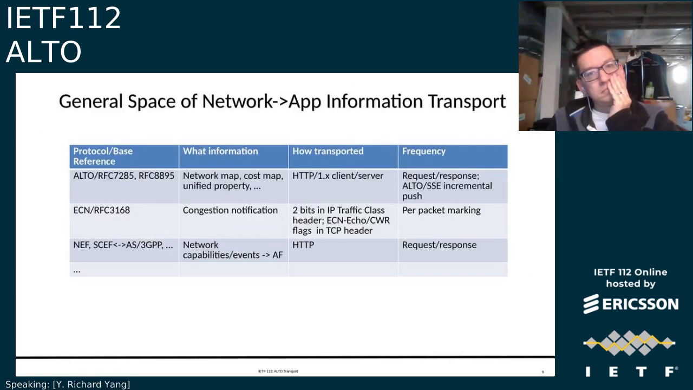So this slide basically says this is also the space we're serving in. Alto is one of the efforts in IETF to send network information to applications, and IETF also has an effort, RFC 3168, to send ECN. There are also efforts, for example from 3GPP, and we want to make sure our design will be compatible or match as much as possible. But that's of course side work. We're mostly focusing on the early part. I think that's all, and I'm willing to take questions as much as I can.